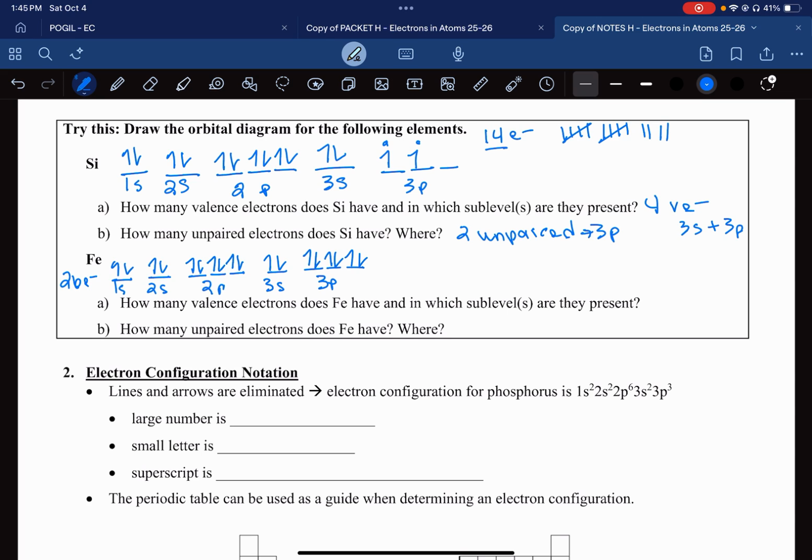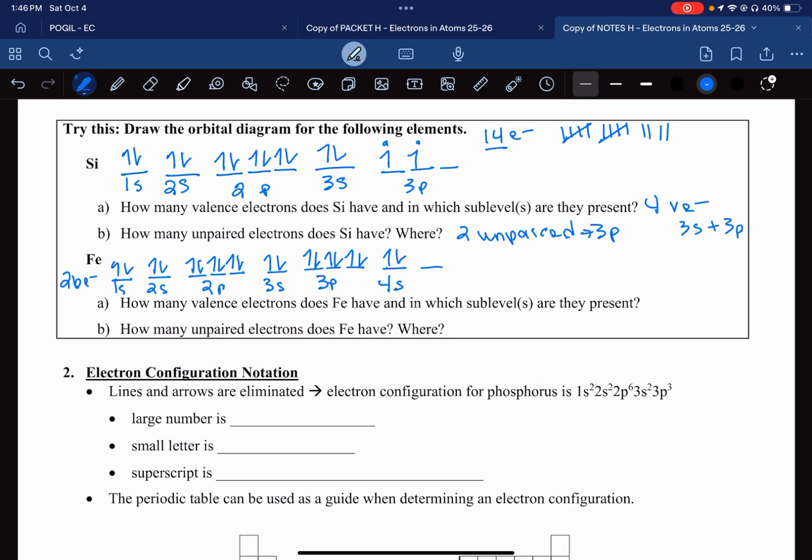Now I'm going to start adding on. So we left off at 3p. Now we're going to go to that fourth energy level. The fourth energy level says we are at 4s. So how many did I say we have? 18, 19, 20. All right, so we're at 20. We have 6 left.